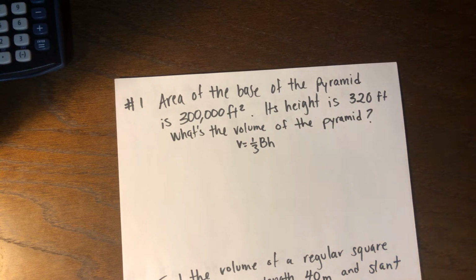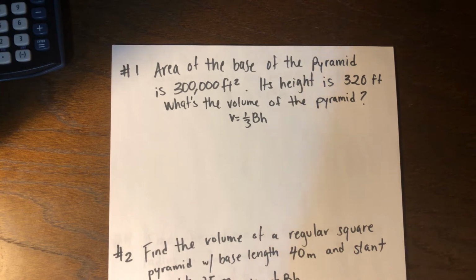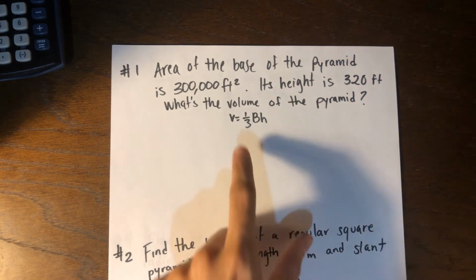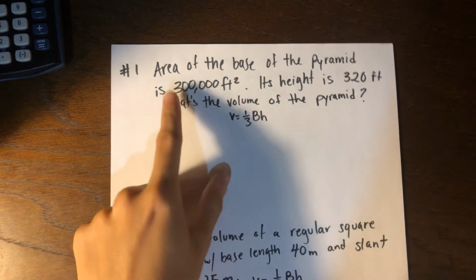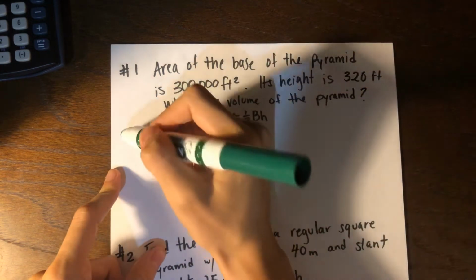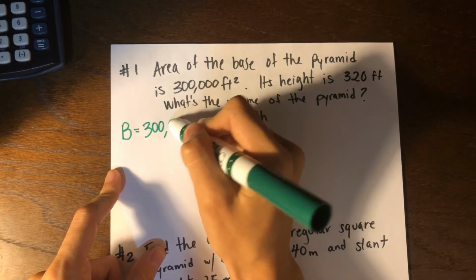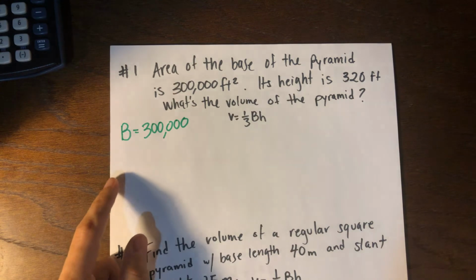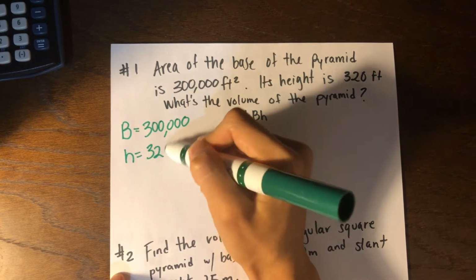So, together questions. We have the area of a base of the pyramid is 300,000 feet squared. Its height is 320 feet. They want to know what's the volume of the pyramid. So we're given the formula for the pyramid: 1/3 times the area of the base times the height. They tell us the area of the base, which is capital B, is 300,000 feet squared. Then they tell us the height is 320 feet.